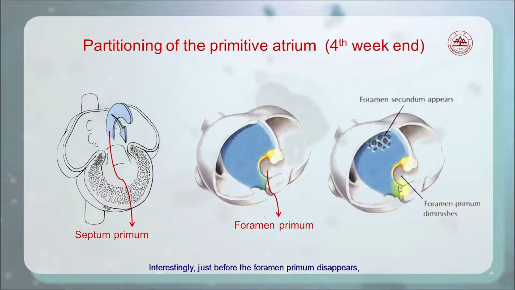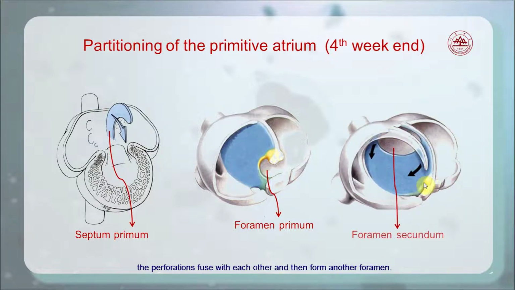Interestingly, just before the foramen primum disappears, perforations appear in the upper part of the septum primum. As the septum primum fuses with the endocardial cushions, the perforations fuse with each other as they form another foramen. This is foramen secundum. The foramen secundum ensures a continuous flow of oxygenated blood from the right to the left atrium.